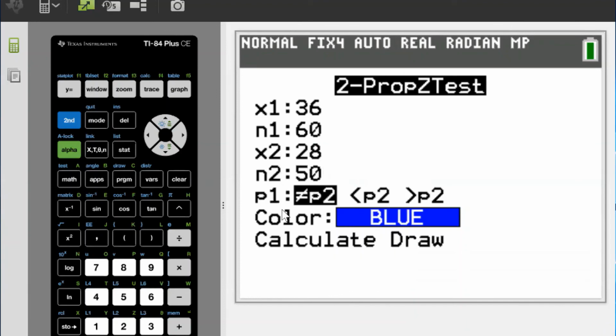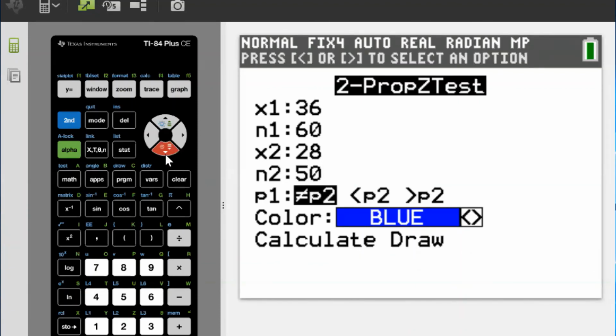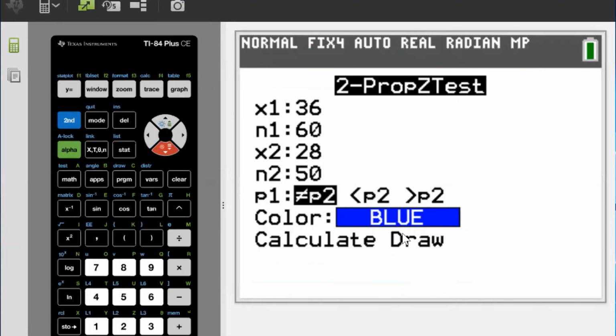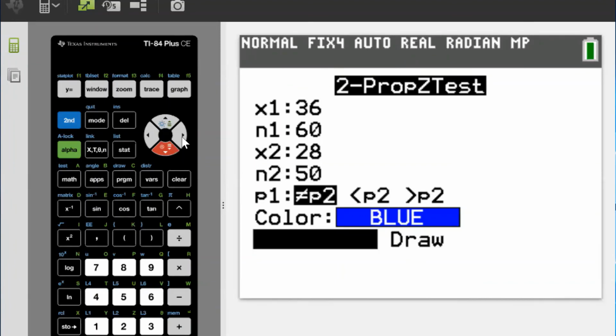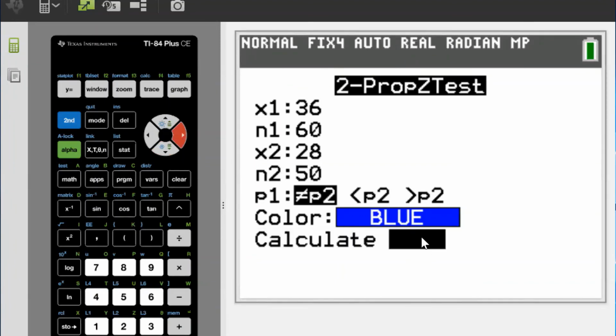Here, you have to select the proper sign for the alternate hypothesis. If the alternate hypothesis has a greater than sign, we select this. If it has a less than sign, we select this. If it has a not equal to sign, we select this. In our case, we have not equal to, so we select that. If you want to see the drawing, you can click here. It will even give you the drawing.